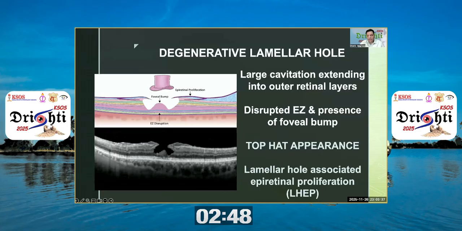Next is a degenerative lamellar hole, which is like a large cavitation extending into the outer retinal layers as you see. Here the ellipsoid zone can be disrupted and there can be presence of a foveal bump, and it's also called a top hat appearance. If you look closely on this OCT, these two membrane-like things just at the edge of the hole are called lamellar hole associated epiretinal proliferation.